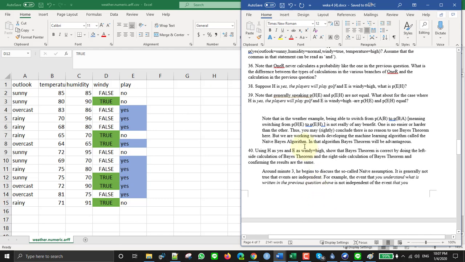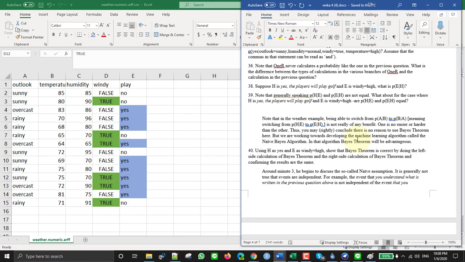So note in the weather example, being able to switch from A given B to B given A is not really of any benefit. One is no easier or harder than the other. Thus, you may rightly conclude here there is no reason to use Bayes' theorem here.